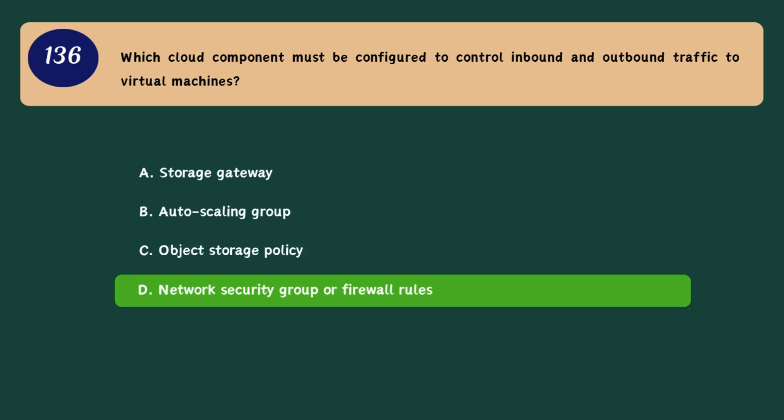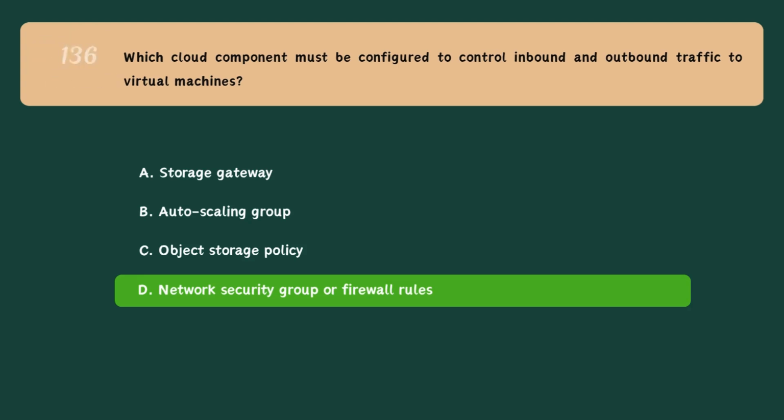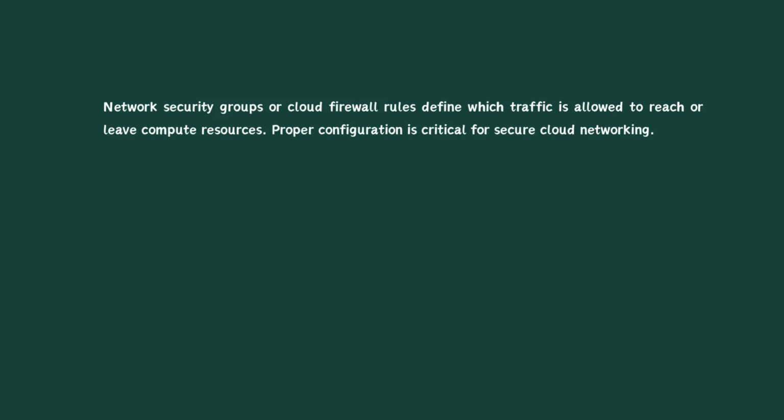Correct answer. D. Network security group or firewall rules. Network security groups or cloud firewall rules define which traffic is allowed to reach or leave compute resources. Proper configuration is critical for secure cloud networking.